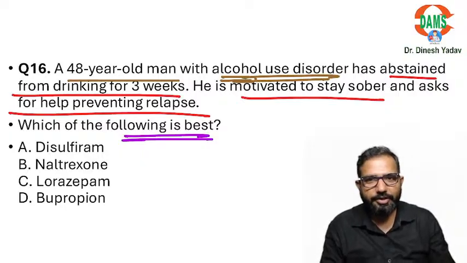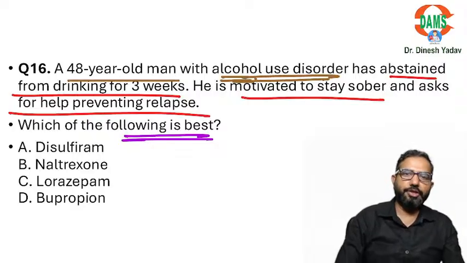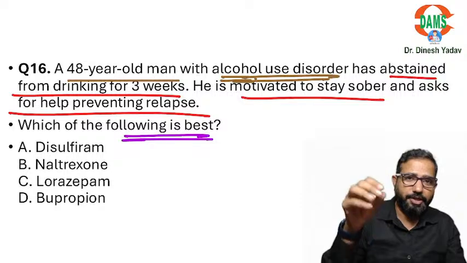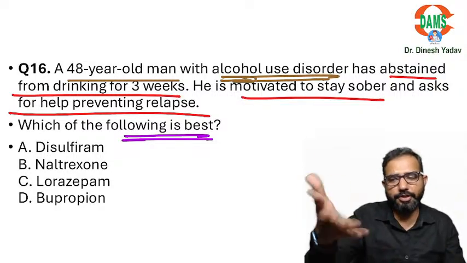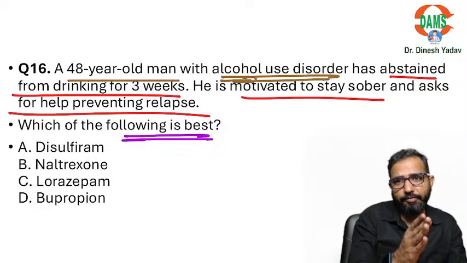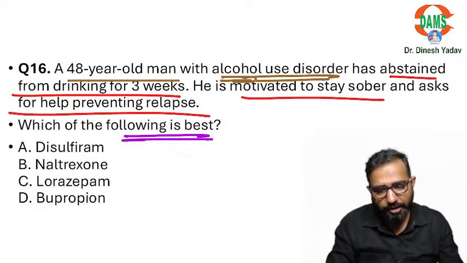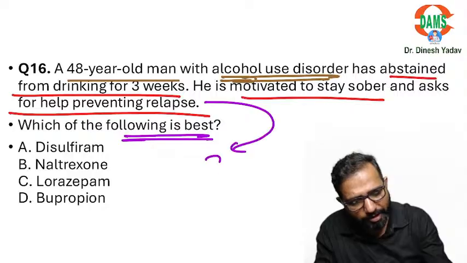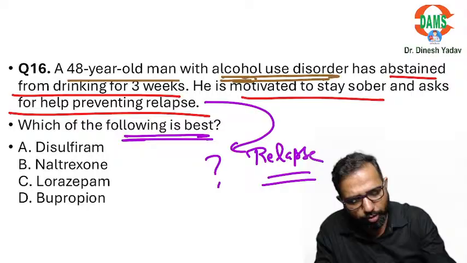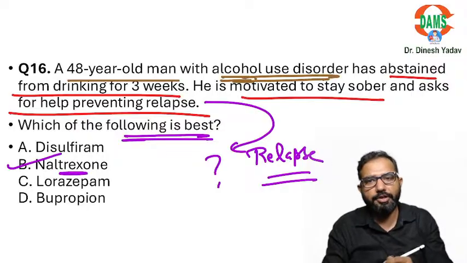So guys, the patient has alcohol use disorder and has abstained from drinking for the last 3 weeks. So it means at present there are no withdrawal symptoms. There is no withdrawal, you can see. He is motivated to stay sober and asks for help preventing relapse. The drug which is going to prevent the relapse: if you want to prevent the risk of relapse, the best drug out of these is naltrexone.